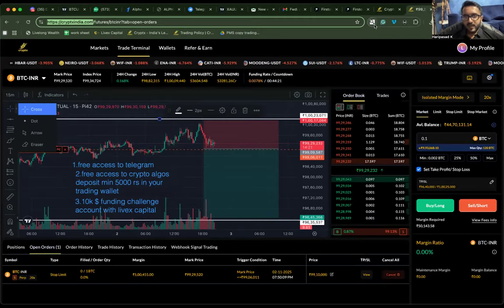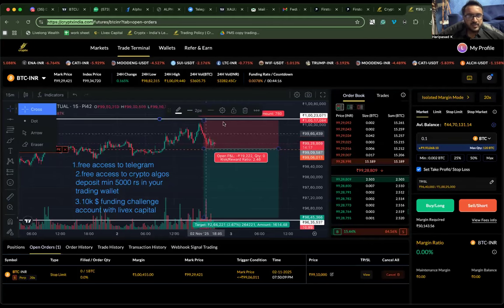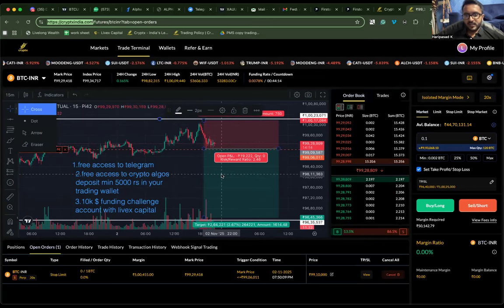I already showed you my P&L. I showed you my trading performance. And I also showed you some live trades. So this is going to be the structure of how the sessions are going to be.